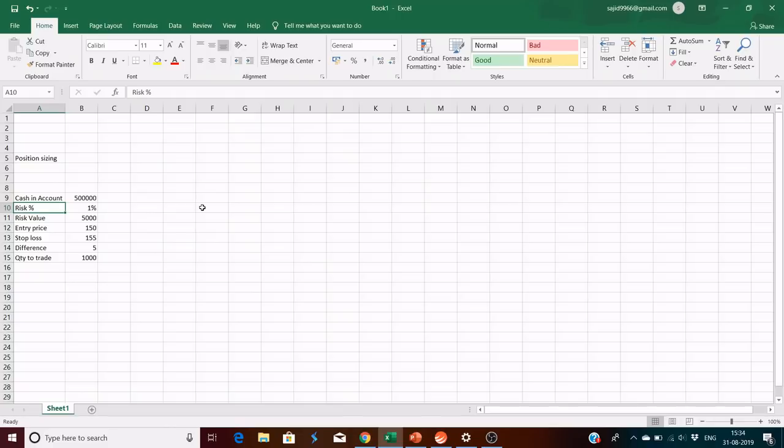My suggestion is, I always use 1%. So if you take 1% risk, the value of that 1% on this 5 lakh will be 5,000, in Indian rupees. If your entry price, the price at which you're taking an entry, is, as an example, 150, and you have identified your stop loss, which will be the top of the Bollinger Band candle, like 155 or 154. Assume that it is 155. Then what is your difference? Your difference is 5 rupees.